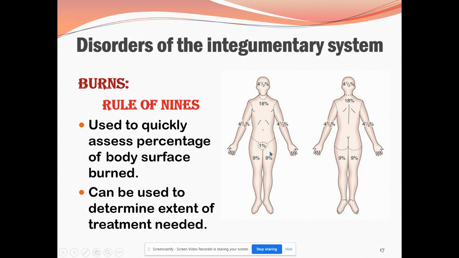Each leg, the entire leg is 18. So the front is 9% and the back is 9%. So the entire leg would be 18. And then the trunk of the body, being the chest and the abdomen, the entire front is 18 and the entire back is 18. So that would be 36. So each entire arm is 9, each entire leg is 18, and the trunk is 36. And then the leftover is the 1%. We call this area the perineum area. It's where the genitalia are.